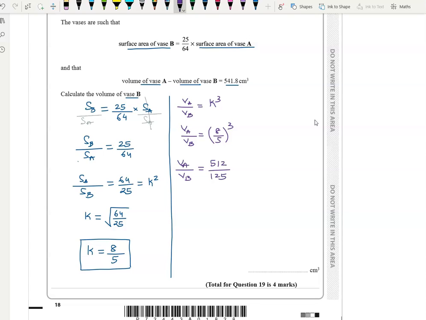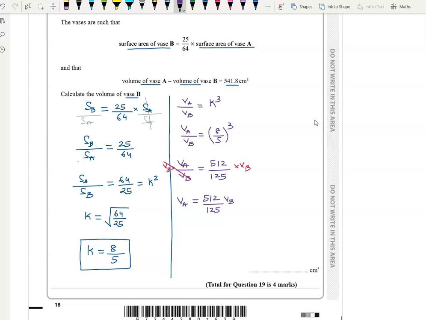Now what I will do is multiply both sides by volume of B. So this will cancel out, and we get volume of A in terms of B. So it is 512 upon 125 times volume of B.